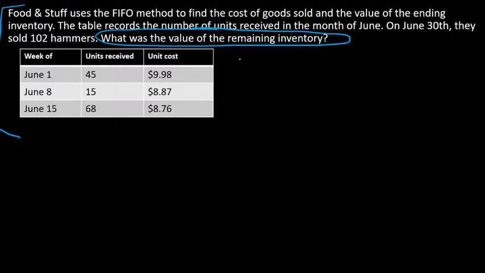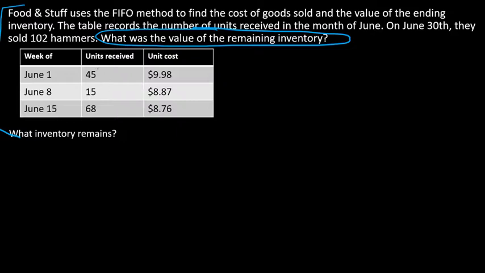So again, in our last example, we used the first in, first out method to figure out the cost of the goods that I sold. In this example, we're going to figure out the cost of the goods that are still in stock. Fortunately, we already did most of the work to figure out this problem, because to figure out the value of the remaining inventory, I have to ask myself, what inventory remains?